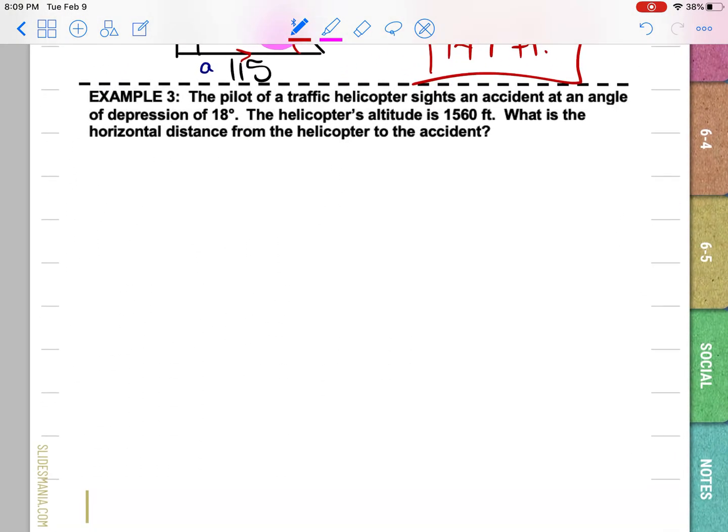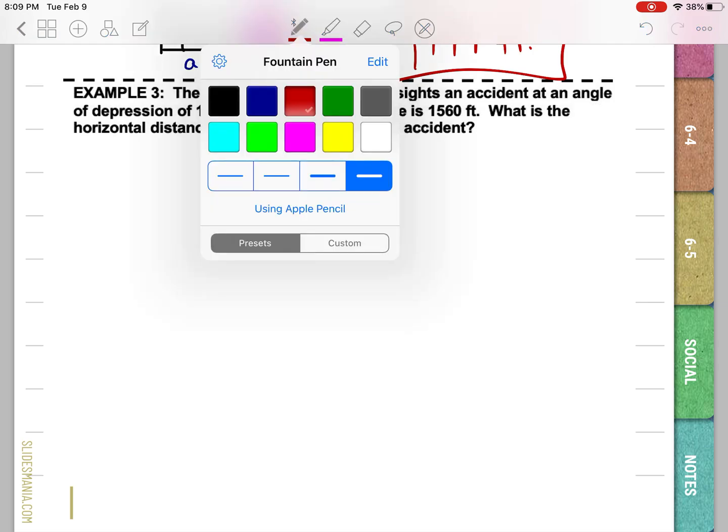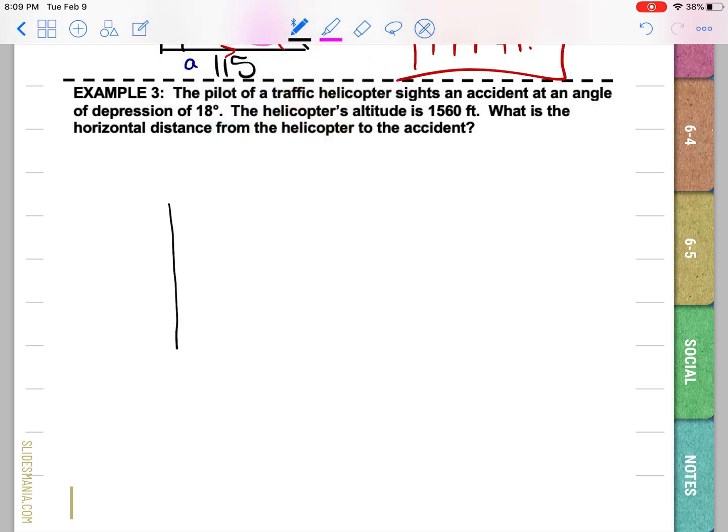Okay, last one here. Let's go ahead and set up our picture before we even look at what we have.